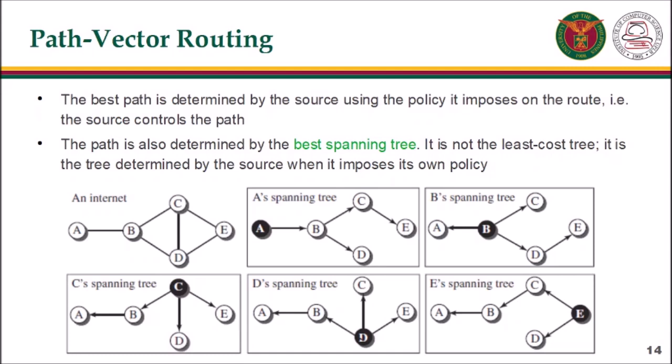In path vector routing, the path from a source to all destinations is also determined by the best spanning tree. The best spanning tree is not the least cost tree. It is the tree determined by the source when it imposes its own policy. If there is more than one route to a destination, the source can choose the route that meets its policy best. A source may apply several policies at the same time. One of the common policies uses the minimum number of nodes to be visited. Another common policy is to avoid some nodes as the middle node in a route.